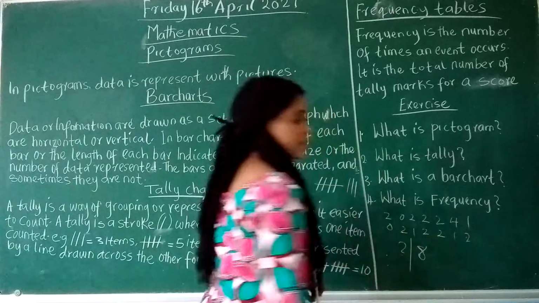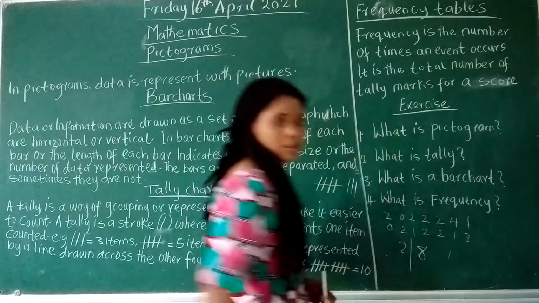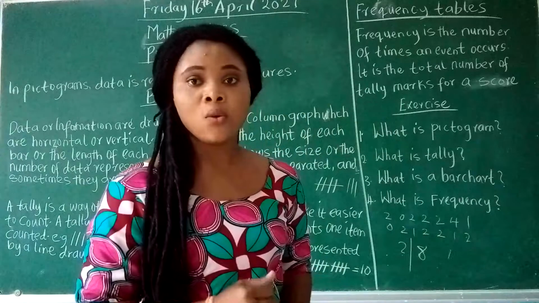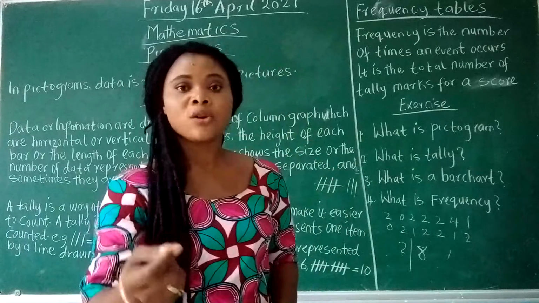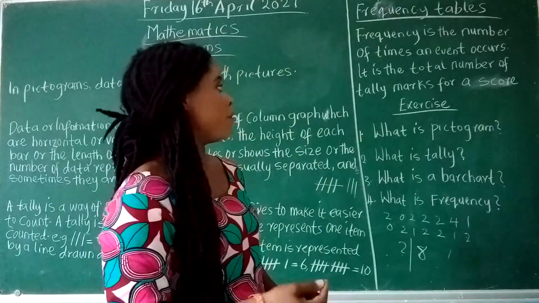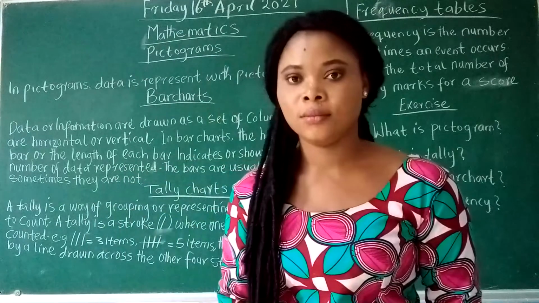If you are trying to count out the tally, it will be represented with strokes. So that's what we call frequency, the number of times an event occurs. And we can also say that frequency is the total number of tally marks for a score.